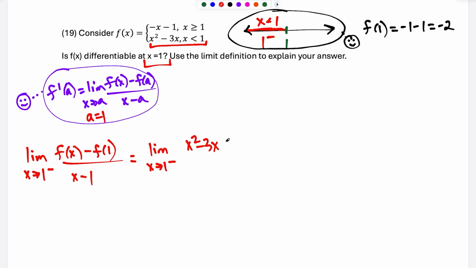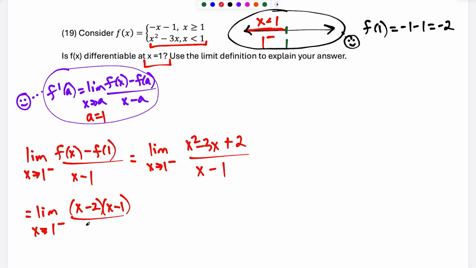And then we have minus f of 1, which is equal to negative 2. So when I get minus 2, this is going to change to plus 2, and we're dividing by x minus 1. And now I just have to simplify that limit. This is equal to the limit as x approaches 1 on the left side of x minus 2 times x minus 1 over x minus 1. And these factors cancel. And when we plug in, we get 1 minus 2 equals negative 1. So this represents our left side limit.